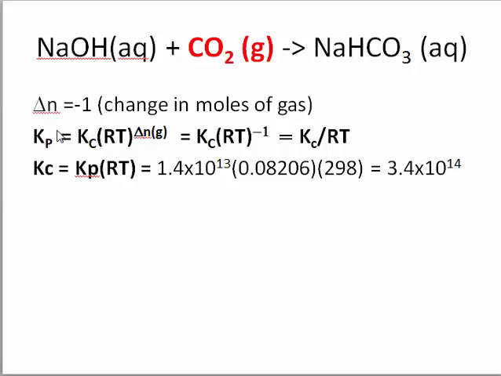Therefore, Kp is Kc times RT to the delta n. Delta n is negative 1. Kc times RT to the negative 1 is Kc over RT. So Kp is Kc over RT in this case. That means we find Kc by multiplying Kp times RT. And we are assuming a temperature of 298, a standard temperature here. So R times 298 is multiplied by 1.4 times 10 to the 13th, and we obtain a Kc of 3.4 times 10 to the 14th.